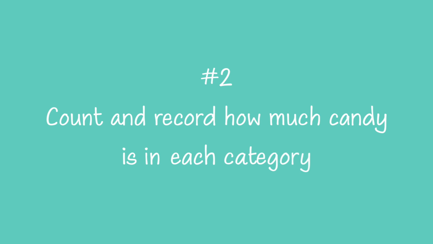Step number 2 is to count and record how much candy is in each category. Now, be aware that if all of the candy is spread out too far and each category only has 2 or 3 items in it, that might make for a boring chart later on. Keep in mind, we will be doing charts with this information, either a bar chart or something else like a pie chart if your child is a little bit older.